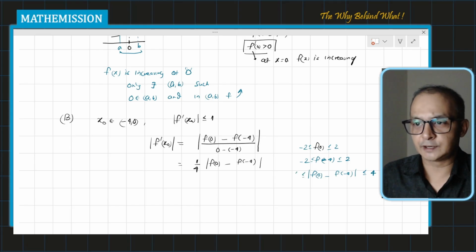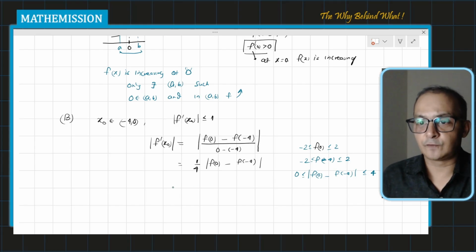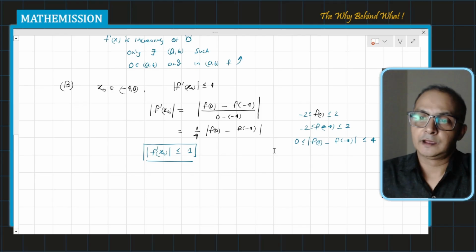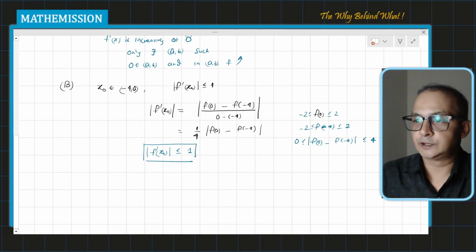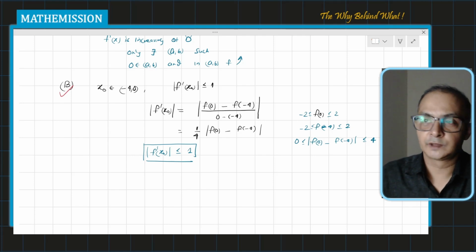And of course the magnitude is greater than 0. It means when you're dividing this by 4, automatically this f dash x naught magnitude is coming to be lesser than or equal to 1. And so we have proved that f dash x naught is lesser than or equal to 1. And so this statement is also correct. And this is coming from Lagrange's mean value theorem.